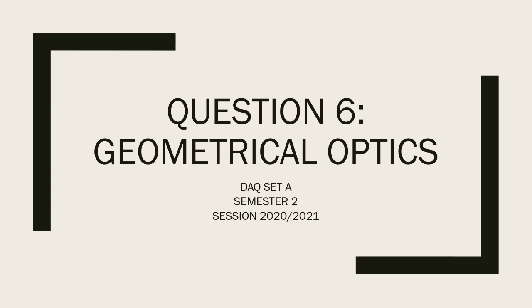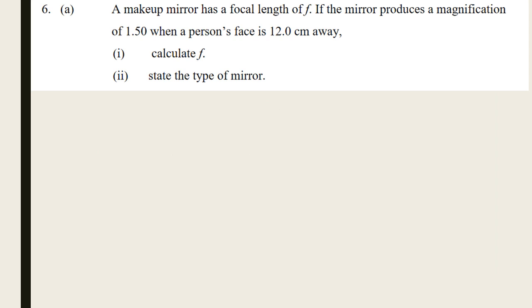We're going to discuss the solutions to question 6, which is on Geometrical Optics from DAQ Set A. So let's look at the question right away. This is 6 part A. A makeup mirror has a focal length of f. If the mirror produces a magnification of 1.5 when a person's face is 12 centimeters away, calculate f.